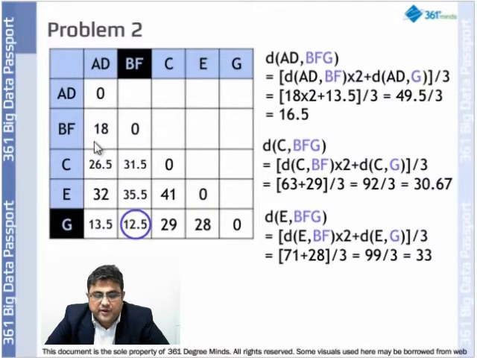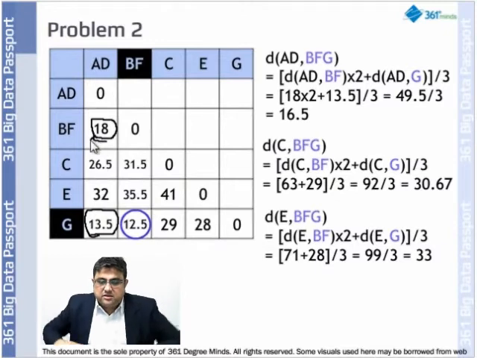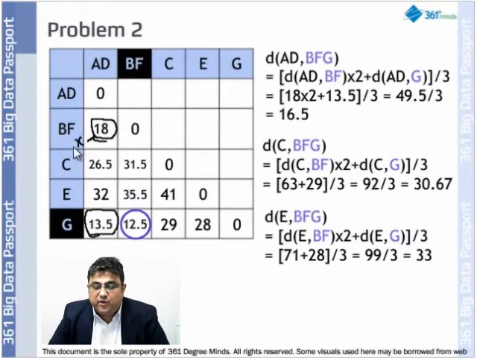So we need to find out between AD and BF, which is 18, and AD and G, which is 13.5. I need to multiply it by 2 because AD is 2 elements, so you have a 16.5.